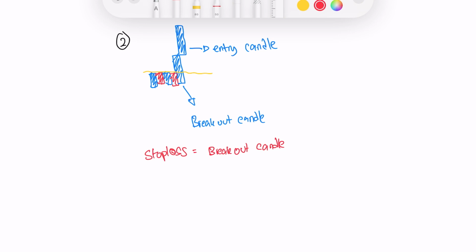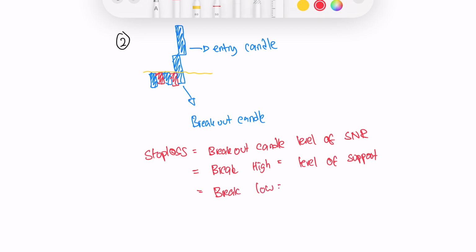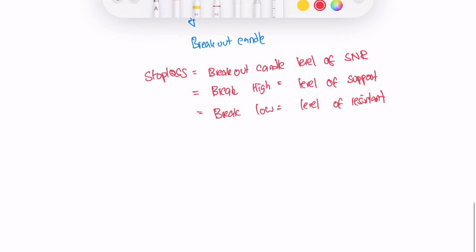Okay, breakout candle, level of S and R. Okay, meaning that break high equals to level of support. Okay, if break low equals to level of resistance. Okay, what do I mean by this?